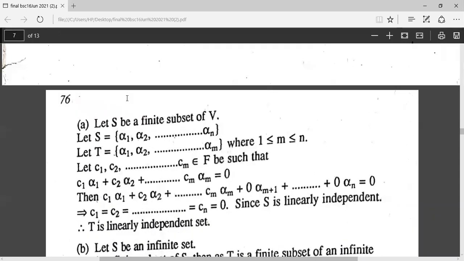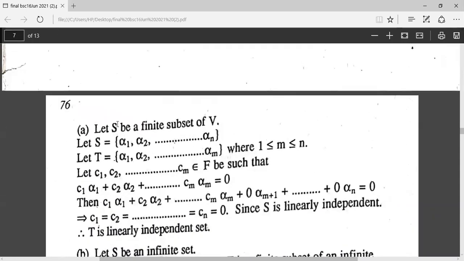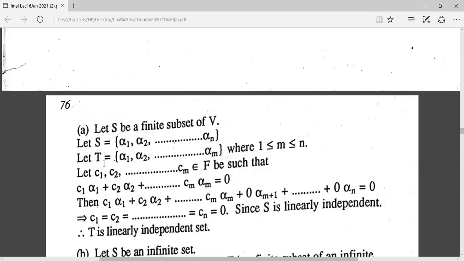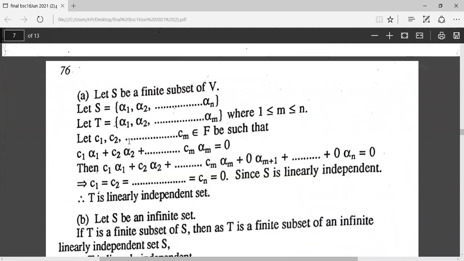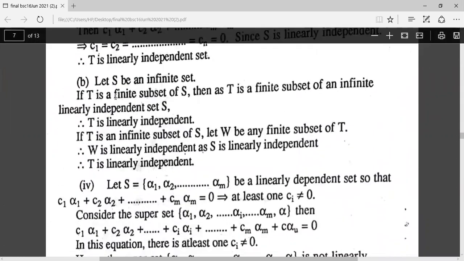So what we have proved: if S is a finite set, then its subset T is also linearly independent because of S, which is linearly independent. Since S is linearly independent, the subset T of S is linearly independent if S is a finite subset of V. Then what is the other possibility? S may be an infinite set. So the second possibility is that S be an infinite set.